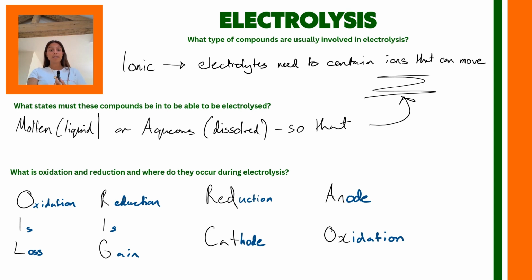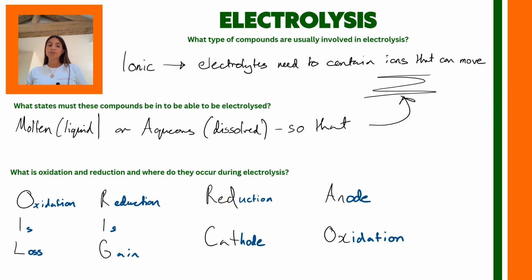What's going to be attracted there? It is our positive ions that are going to be attracted to that negative cathode. And then what you get is those positive ions, in order to be discharged, need to gain some electrons. So reduction is gain. At the cathode, you have reduction because those positive ions are gaining electrons.